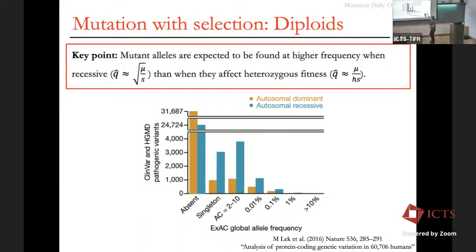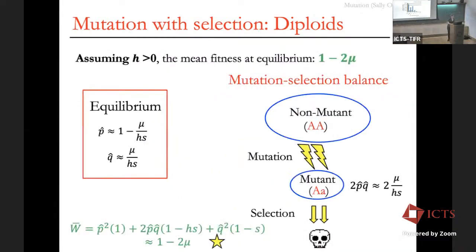And so this is just a histogram showing the difference between basically the frequency with which we find dominant mutations versus recessive mutations in different categories. So, for example, singletons are much more likely to be recessive, 2 to 10 copies much more likely to be recessive, and higher frequencies much more likely to be recessive. By contrast, dominant diseases are much more likely to be absent from a population because they are subject to selection when they first appear. So that's one prediction from these models.